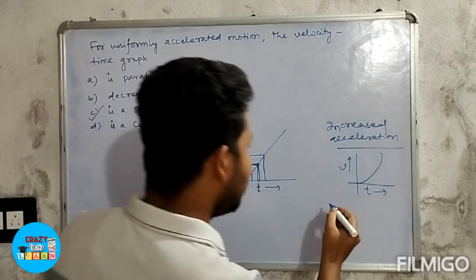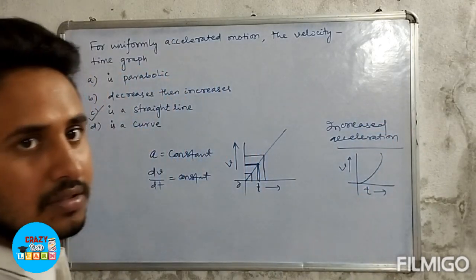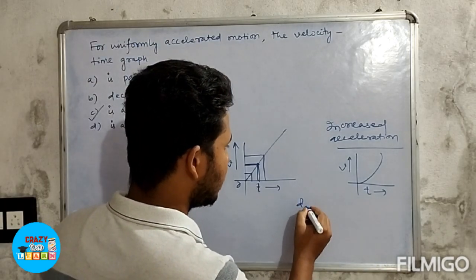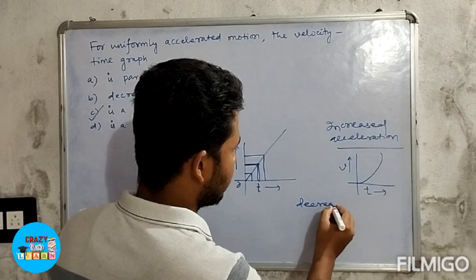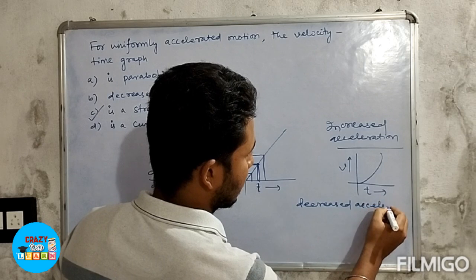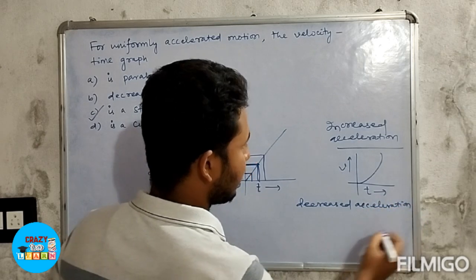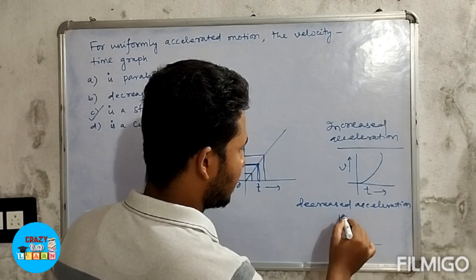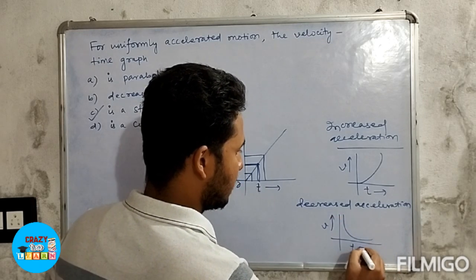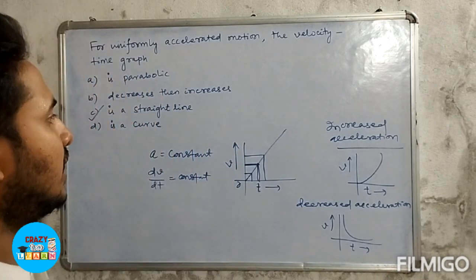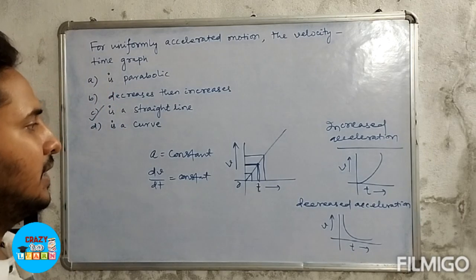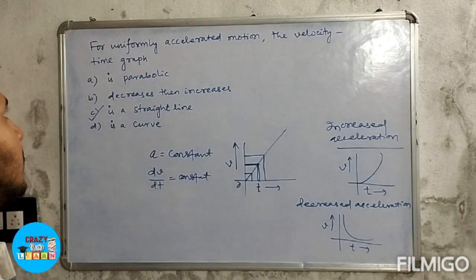Okay, decreased acceleration, that means the retardation or decreased acceleration. The velocity diagram will be like this. This is the graph for increased acceleration and this is the graph for decreased acceleration.